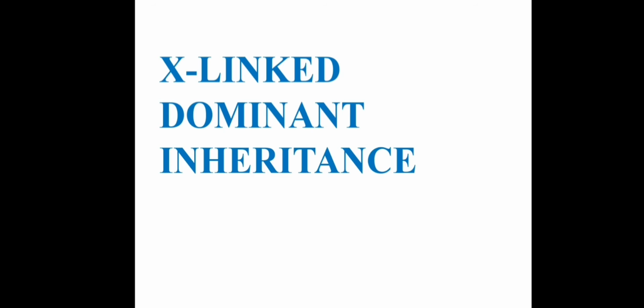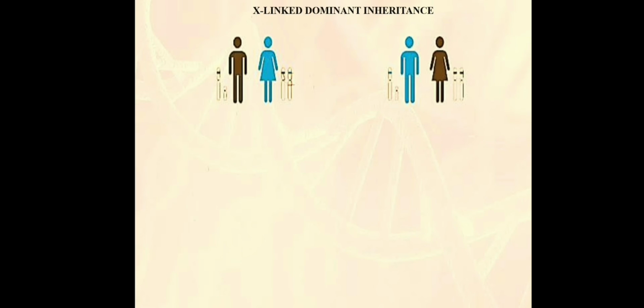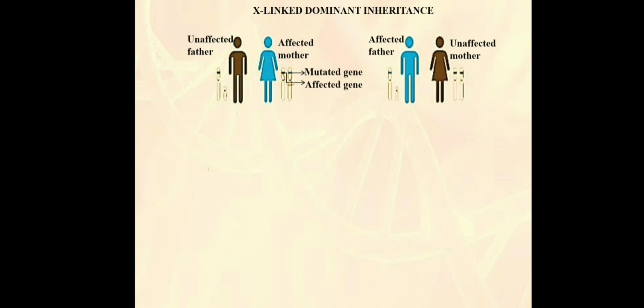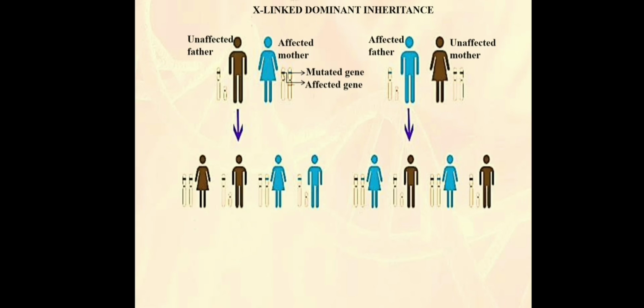X-linked dominant inheritance. X-linked dominant disorders are caused by mutations in the genes on the X chromosome, one of the two sex chromosomes in each cell. In females who have two X chromosomes, a mutation in one of the two copies of the gene in each cell is sufficient to cause the disorder.